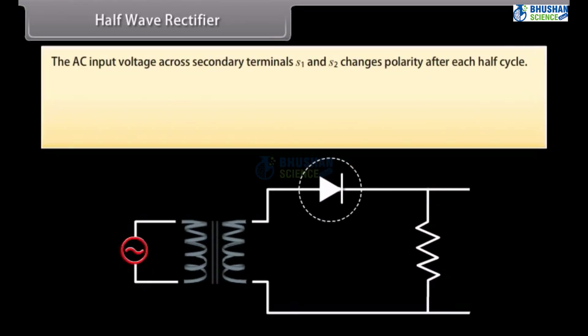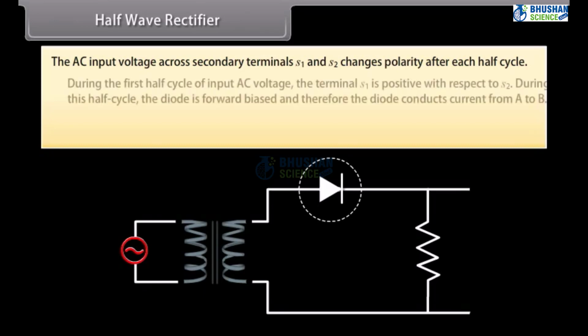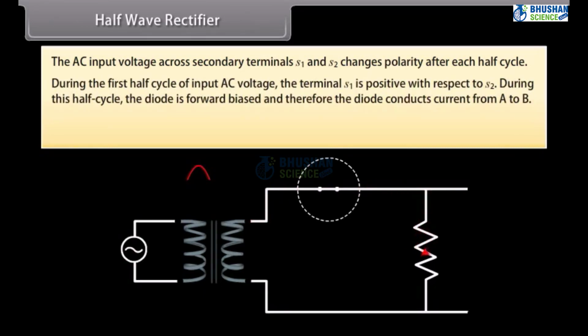The AC input voltage across secondary terminals S1 and S2 changes polarity after each half cycle. During the first half cycle of input AC voltage, the terminal S1 is positive with respect to S2. During this half cycle, the diode is forward biased and therefore the diode conducts current from A to B.